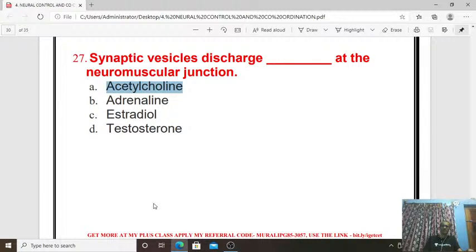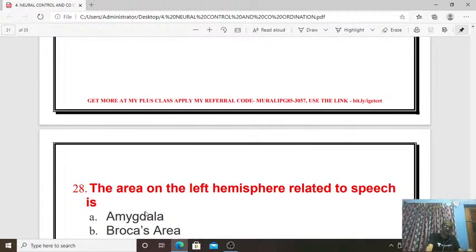Neuromuscular junction is the junction between muscle tissue and neural cell, where acetylcholine is going to be released from the synaptic vesicle.